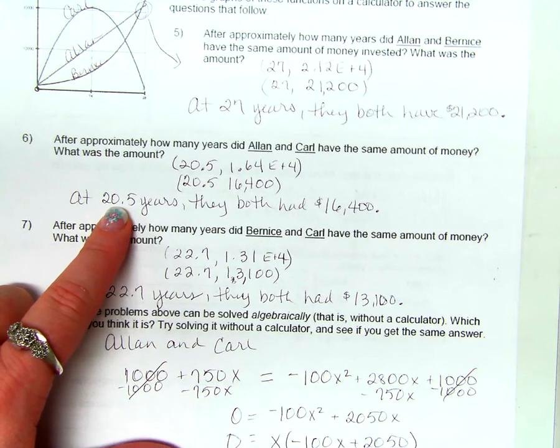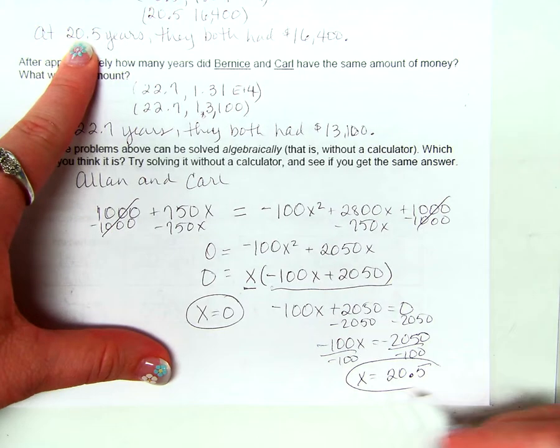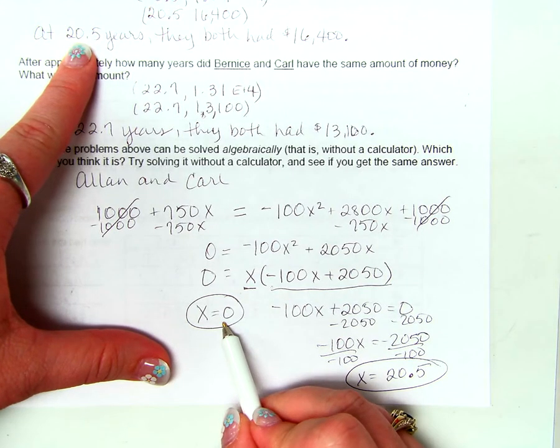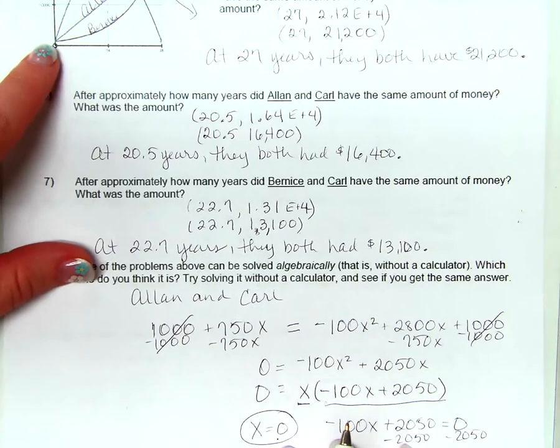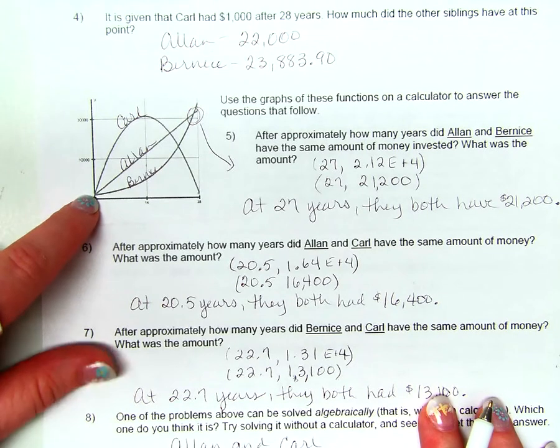Wait, where did this other answer come from? Yeah, look at the graph. Aren't they both the same at 0, 0? I mean, 0, 1,000? Right?